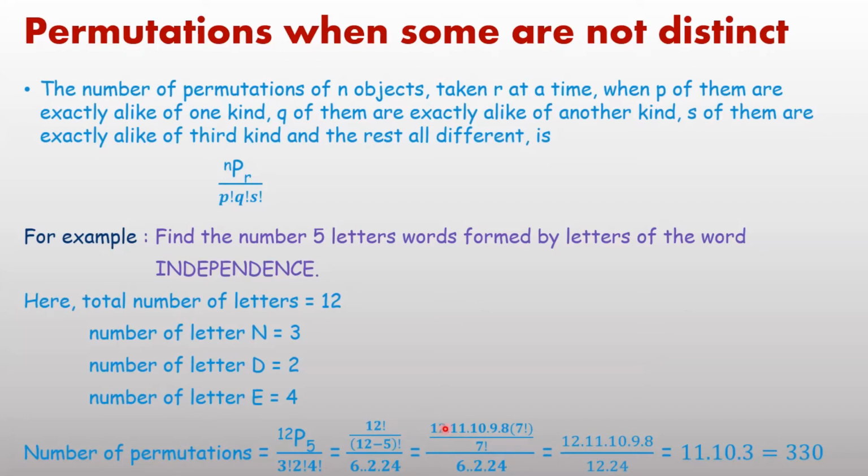Factorial 12 we can write as 12 into 11 into 10 into 9 into 8 into factorial 7, upon factorial 7. Here factorial 7 cancels out. Then the remaining part is 12 into 11 into 10 into 9 into 8 upon 6 into 2, which is 12, into 24. 12 cancels out. 8 times 3 is 24, 3 times 3 is 9. The remaining part is 11 into 10 into 3, equal to 330. In this pattern you can solve.